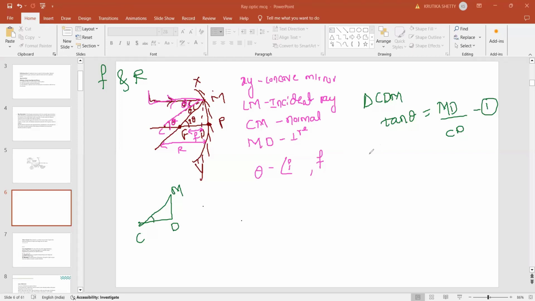Now from the triangle FMD, tan 2 theta is equal to... So from the triangle, this is theta. Now we are considering this triangle. This is 2 theta and this is FDM. From this triangle, tan 2 theta is nothing but MD divided by FD. This is equation 2.